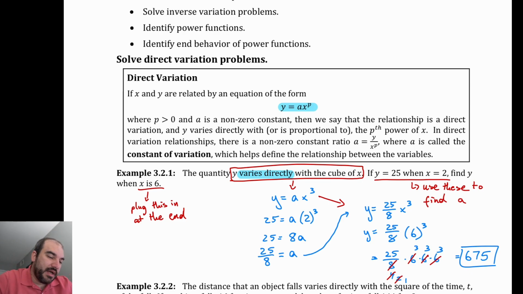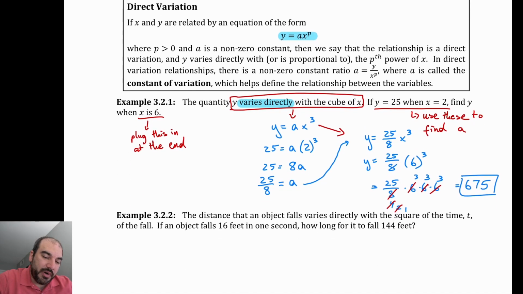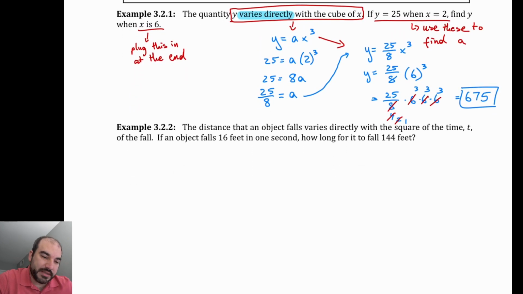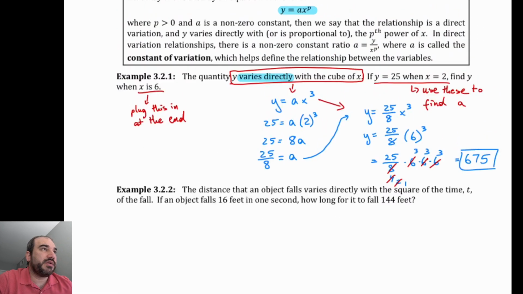Right, so that's how we do direct variation problems. There's another example here that you guys can do. Are there any questions on any of those steps that I just did?